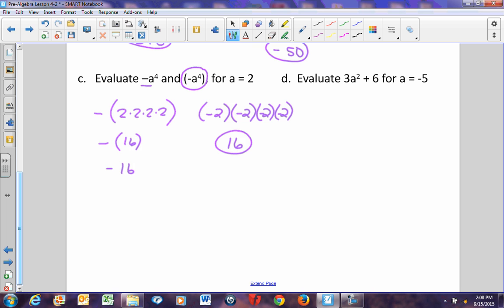So notice where that negative sign goes completely changes the answer for these two problems. So pay attention to where the negative sign is. Okay, very, very, very important.